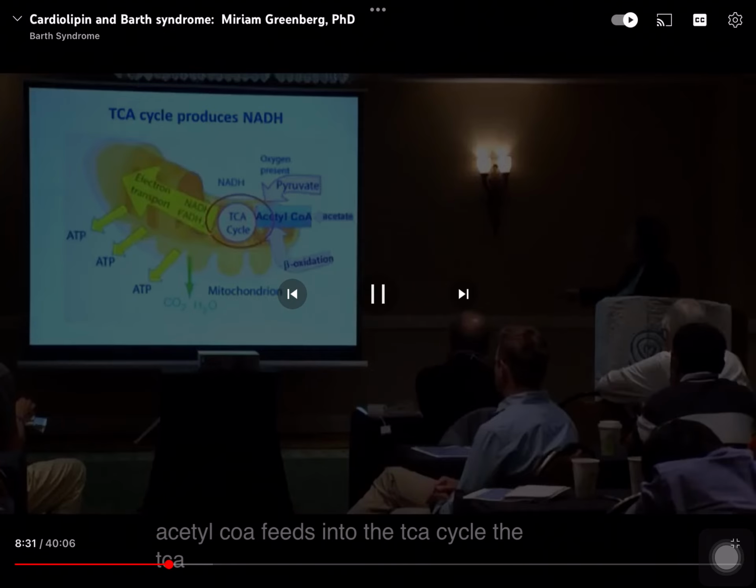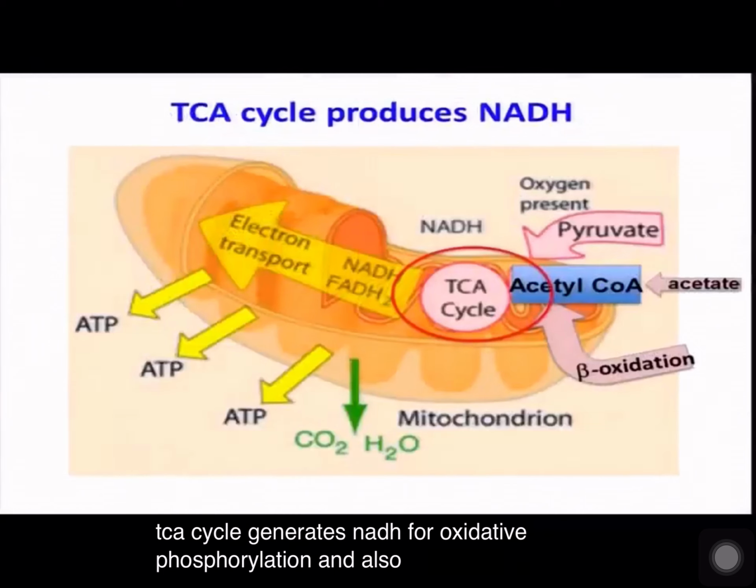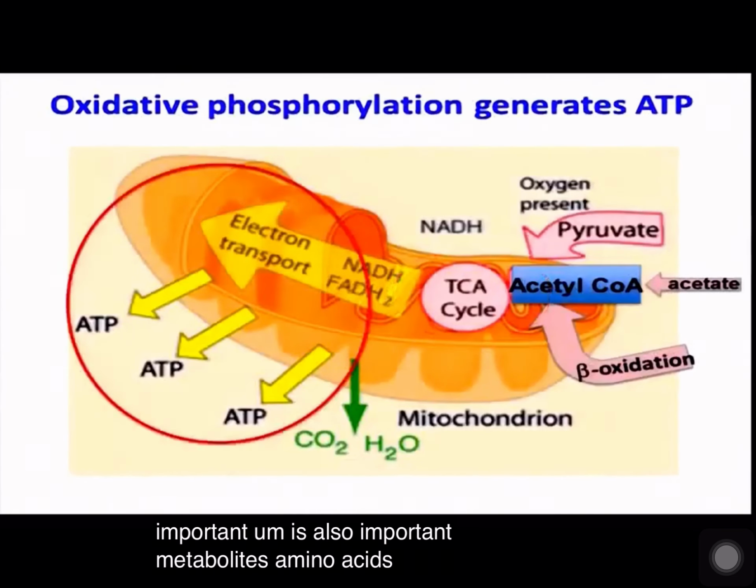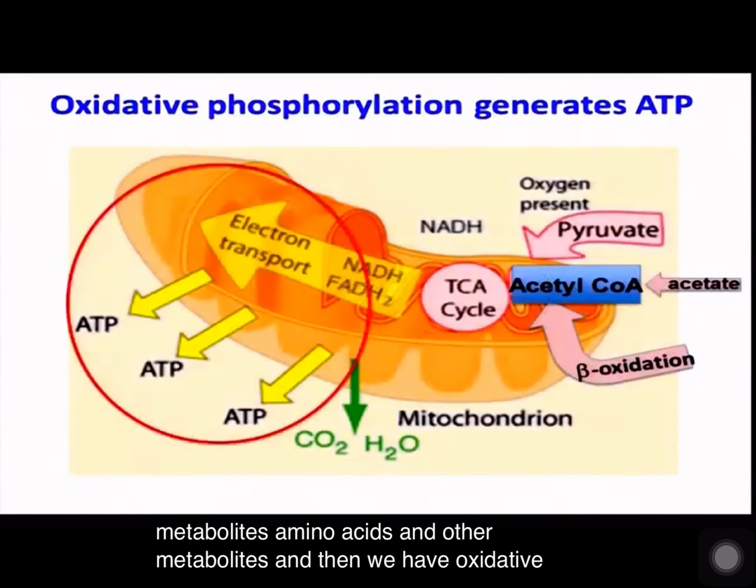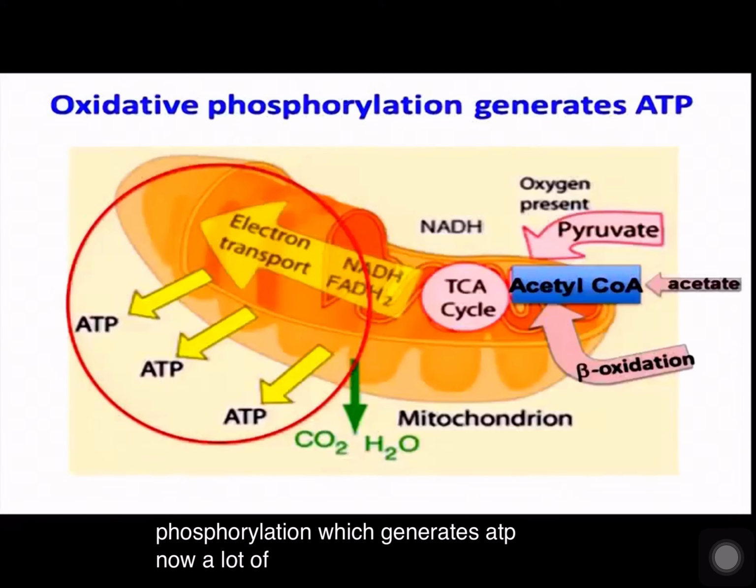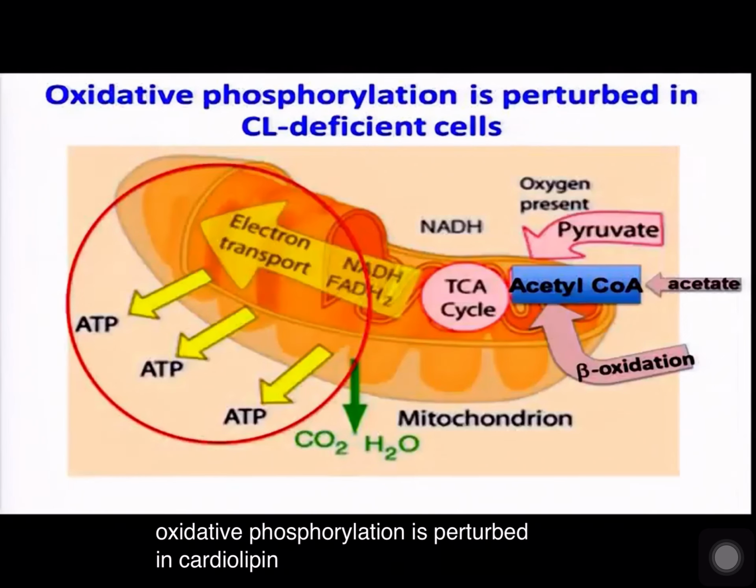cycle. The TCA cycle generates NADH for oxidative phosphorylation and also important metabolites, amino acids, and other metabolites. And then we have oxidative phosphorylation, which generates ATP. Now, a lot of work has been done in my lab and in other labs showing that oxidative phosphorylation is perturbed in cardiolipin-deficient cells.